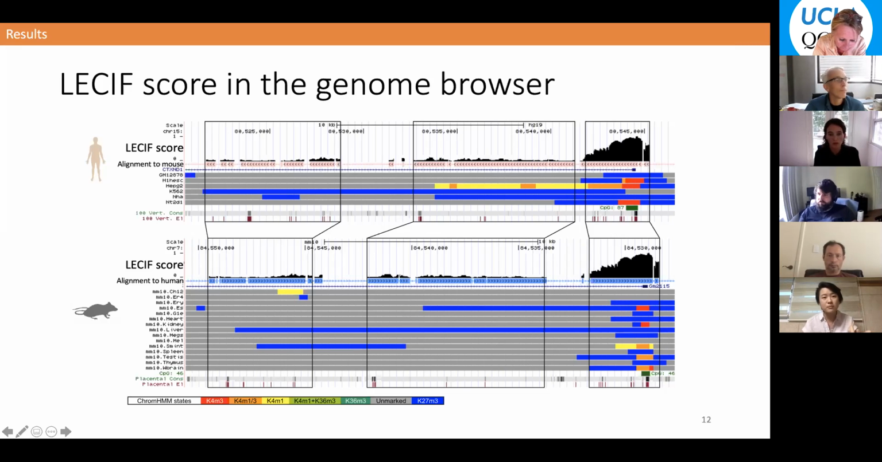So this is an example where we observe a high LECIF score, and we indeed observe similarity in the chromatin states between human and mouse. And also, when we see a low score in a pair, we observe species-specific patterns in their chromatin states.